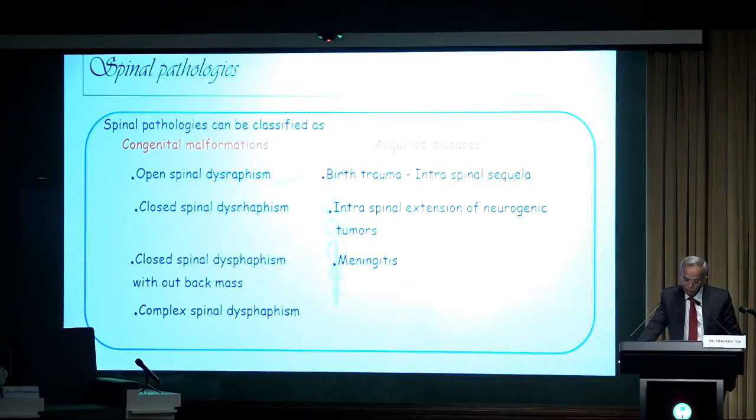And then the pathologies which we try to evaluate by doing a neonatal spine are the congenital malformations like open and closed spinal dysraphism with or without soft tissue mass, and then the complex spinal dysraphisms. Acquired abnormalities like birth trauma, intraspinal extension of the neurogenic tumors, and meningitis. These are the things which we try to evaluate.